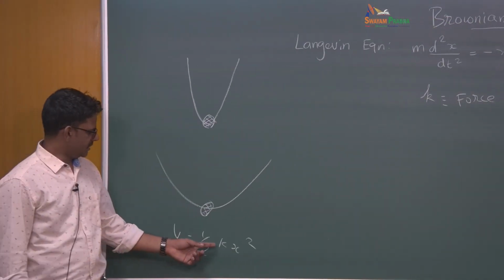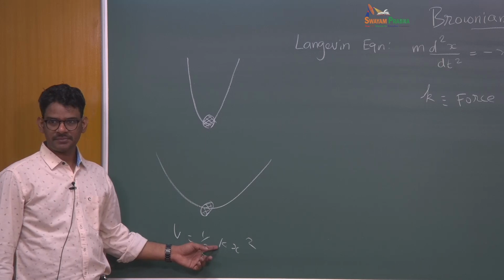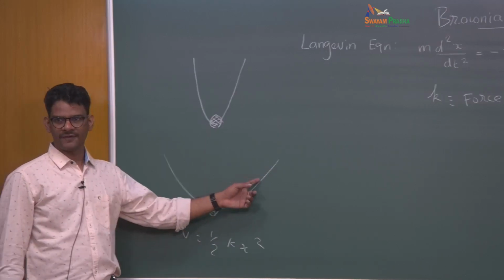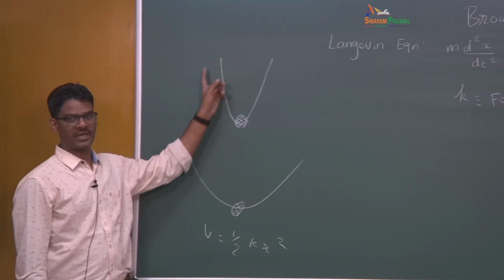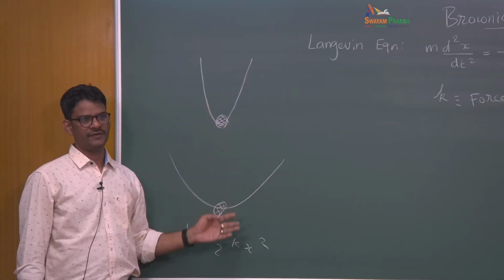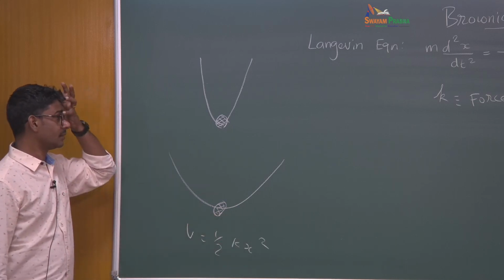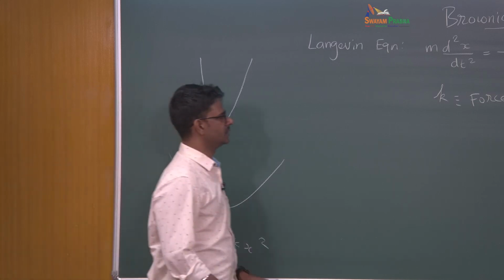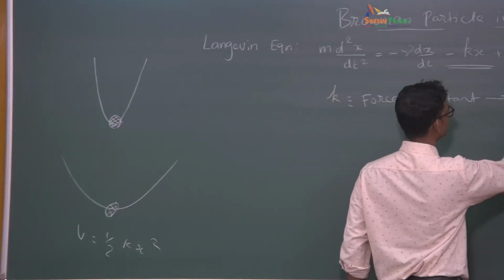You can see that when k is low, you have a shallow potential. When k is very high, you have a stiffer potential. So we say this is the stiffness of the confining potential. This relates to the stiffness of the potential.